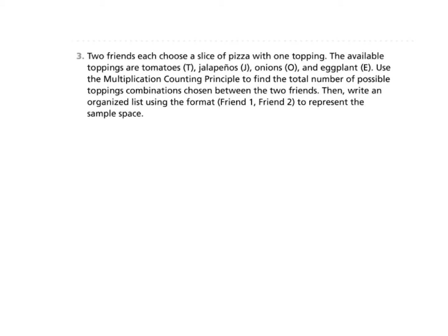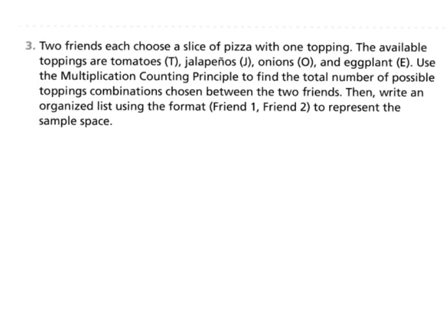So lesson IN2, if we look at question number 3, there are two friends that are choosing a slice of pizza with one topping. Available toppings are tomatoes, jalapenos, onions, and eggplant. Use the multiplication counting principle to find the total number of possible toppings combinations chosen between the two friends. Then write an organized list using the format friend1, friend2 to represent the sample space.